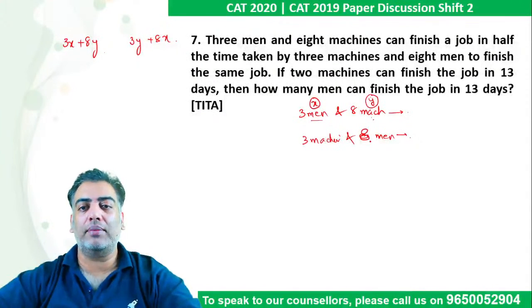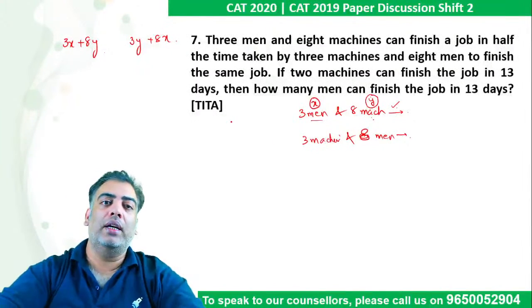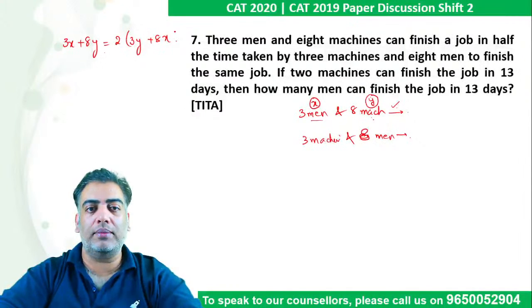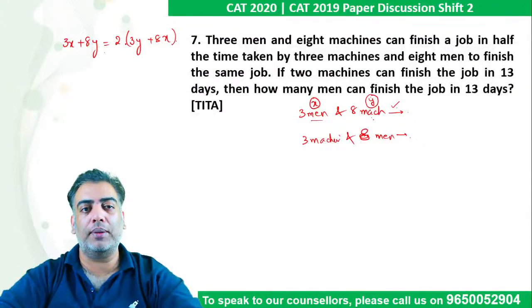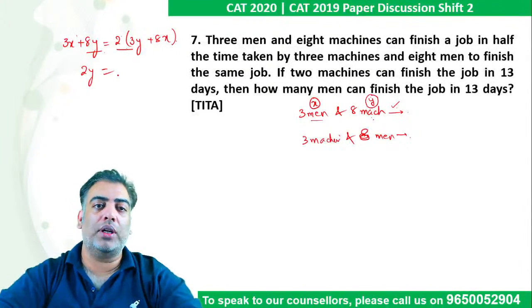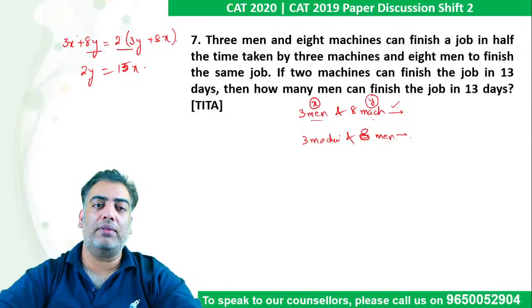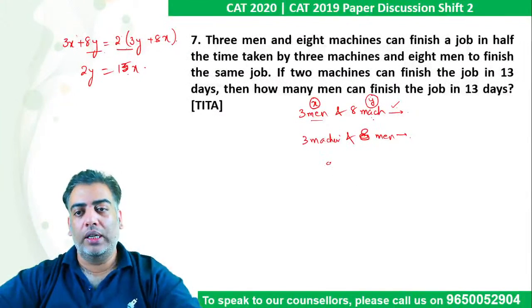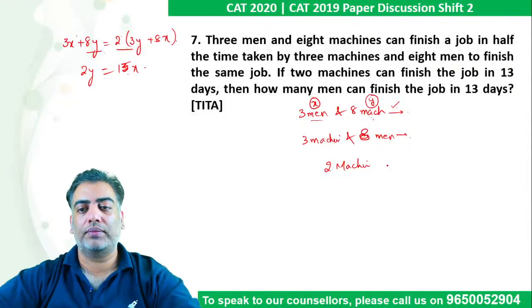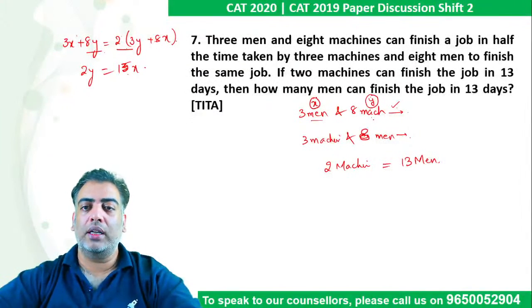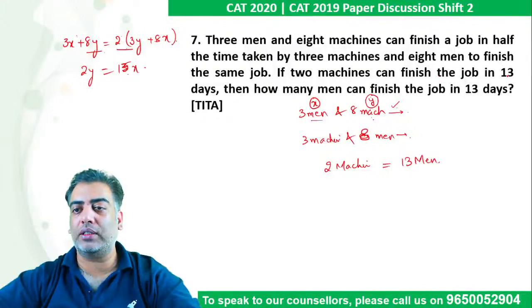So can I say in the very same time, first team is capable of doing twice the work as compared to the second team. So we are equating the work here. Please keep that in mind. So 8y minus 6y comes out to be 2y and 16x minus 3x comes out to be 13x. So it effectively gives me the efficiency of 2 machines is same as efficiency of 13 men.